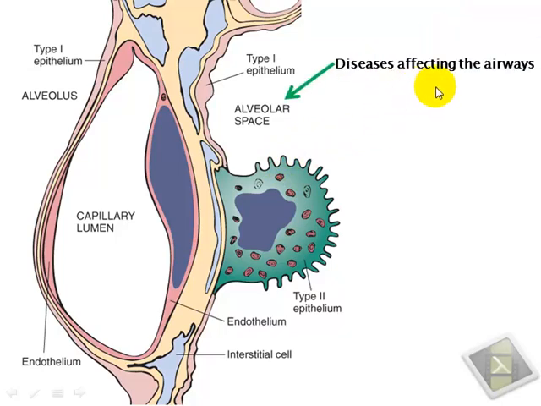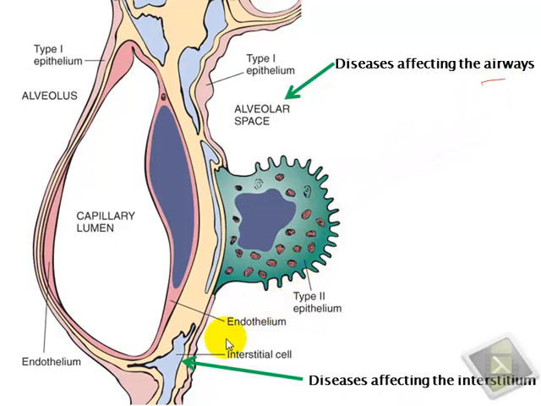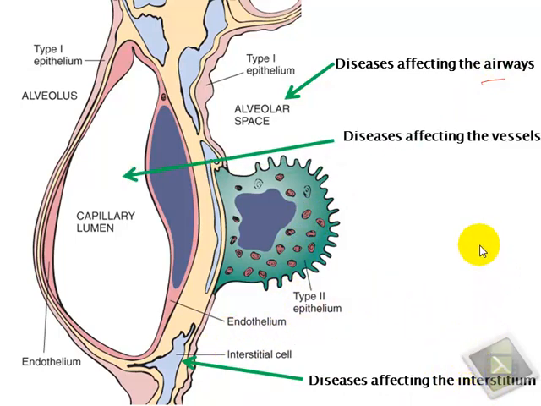You have the diseases which affect airways. You have the diseases which affect the interstitial space. We're talking about all those restrictive lung diseases which will affect the interstitium. We will be talking about the diseases which affect the blood vessels. It can be a pulmonary thrombus, a pulmonary embolism, pulmonary infarction, pulmonary hypertension.